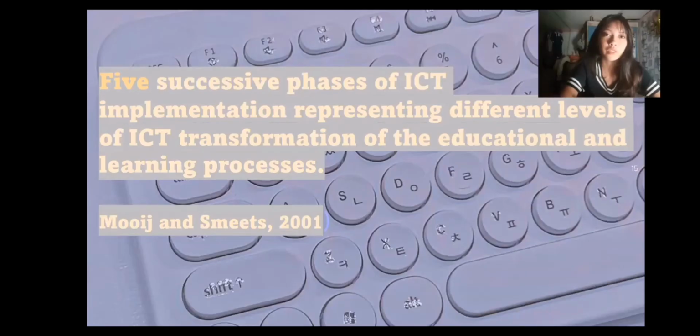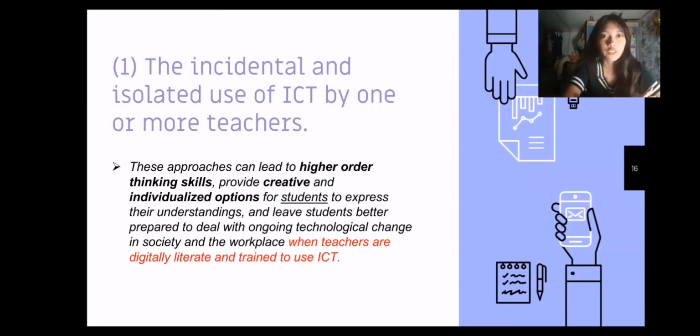So I will briefly be explaining about the 5 successive phases of ICT implementation, representing different levels of ICT transformation of the educational and learning processes. This was suggested by Muij and Smith 2001. The first phase is the incidental and isolated use of ICT by one or more teachers.